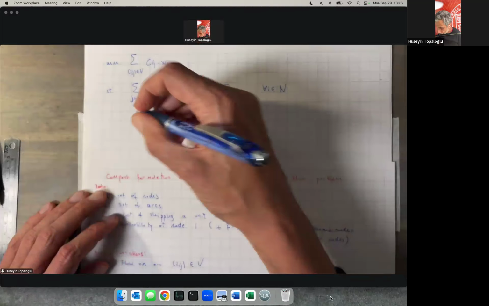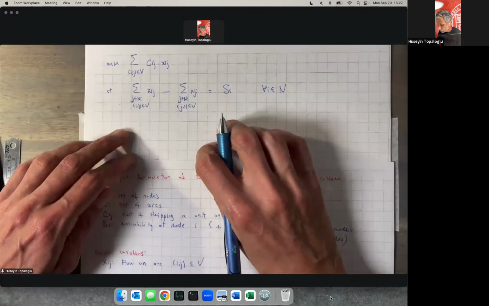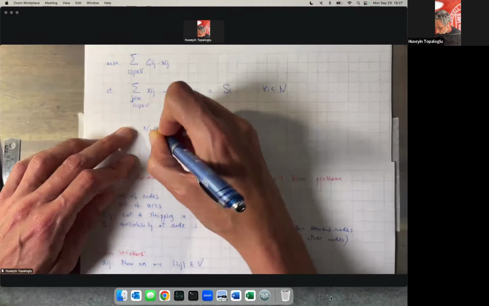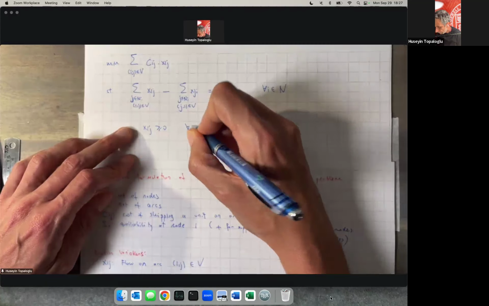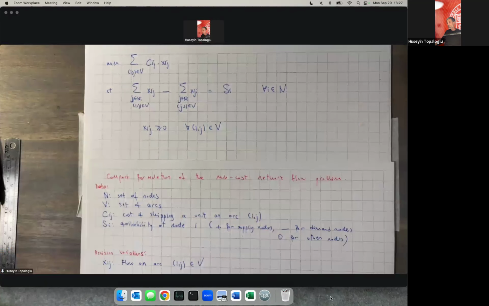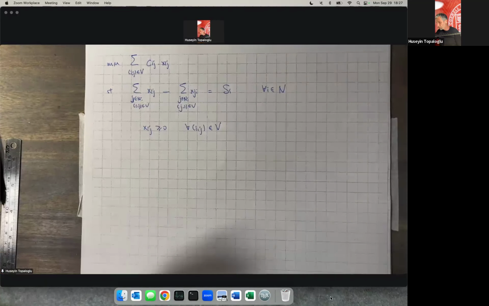And lastly, all of our decision variables are non-negative. Let's write the non-negativity constraints for our decision variables. xij is greater than or equal to 0. And I have a decision variable for every arc ij, and my set of arcs is A. Okay, so this is the nice, clean, compact formulation of the min cost network flow problem.